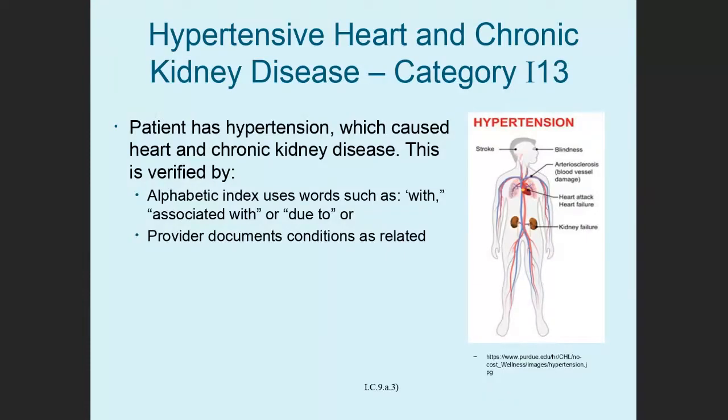Let's go on to category I-13. This category is used for patients with hypertension, which cause both heart and chronic kidney disease. So they have hypertension, heart disease, kidney disease. It's all in category I-13. So the hypertension came first, and again, this is verified by use of code words such as with, associated with, due to, or through provider documentation.